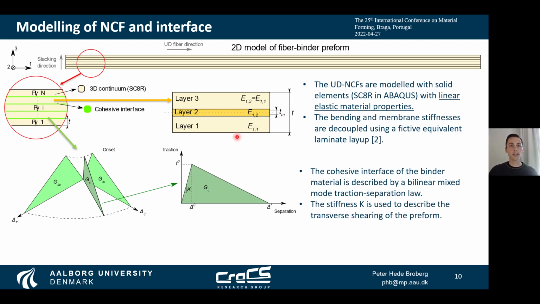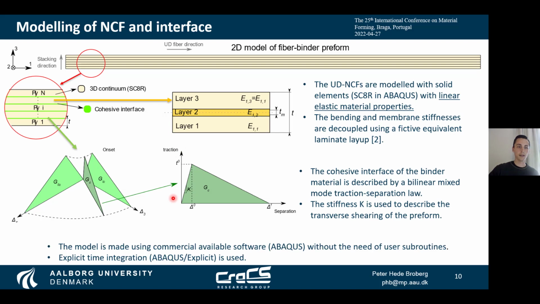And the cohesive interface is modeled as a mixed mode bilinear traction separation law, as you can see down here. And to model this fiber sliding that occurs on the transverse shearing of the preform, this is modeled by this initial linear elastic stiffness of the traction separation law. And this model is solved using Abaqus Explicit.